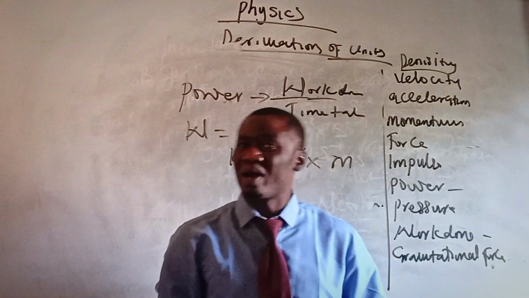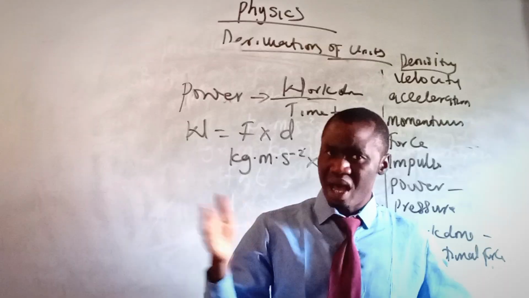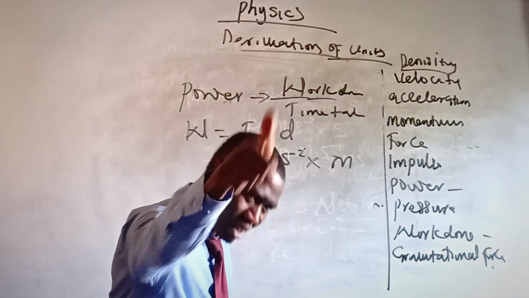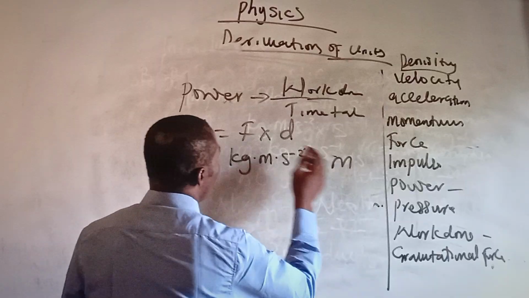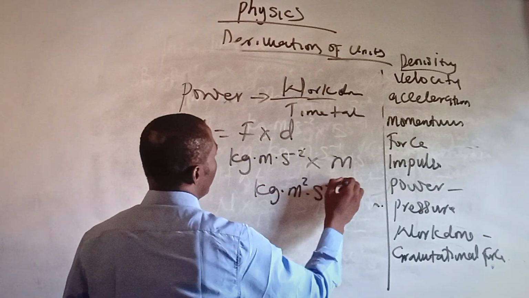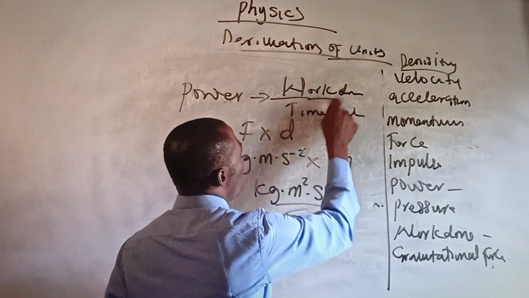Do you know where I got this kilogram meter per second squared? Because force is mass times acceleration, and mass is kilogram, acceleration is meter per second squared. Gotcha. So what we have here, 1 plus 1, is kilogram meter raised to the power of 2, second raised to the power of 2. So this is the unit for work done.